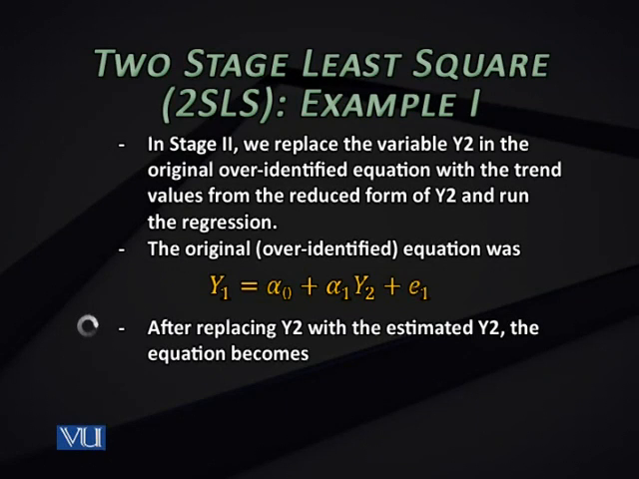As you are seeing on the screen, you have y1 is alpha naught plus alpha 1 y2 plus e1, which was the original equation. After applying stage 1, in stage 2, we replace y2 with y2 hat. So you have a new equation, y1 is alpha naught plus alpha 1 y2 hat. This time, alpha naught and alpha 1 should be written as alpha naught 2SLS and alpha 1 2SLS, y2 hat plus an error term. Now let's estimate that using OLS or any other technique, data analysis or Stata regression.